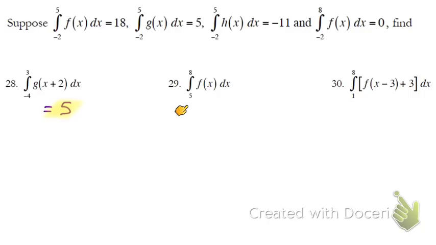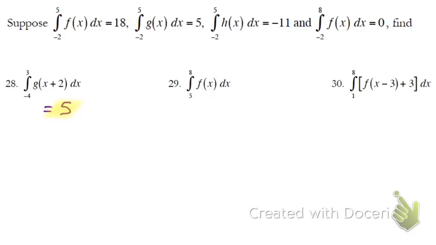For f of x from, what does it say, 5 to 8. This one's a little different. Notice that none of these limits of integration go from 5 to 8. They're all either from negative 2 to 5, negative 2 to 5, negative 2 to 5, or negative 2 to 8. So we're going to have to do some kind of a combination to make it equal what we want it to equal. So notice that this one is the widest integral. It goes all the way from negative 2 to 8 of f of x dx. And we have this one over here that's dealing with f of x, and that's from negative 2 to 5.